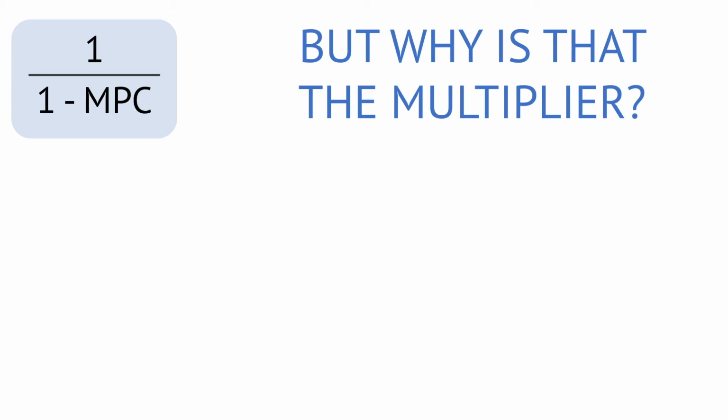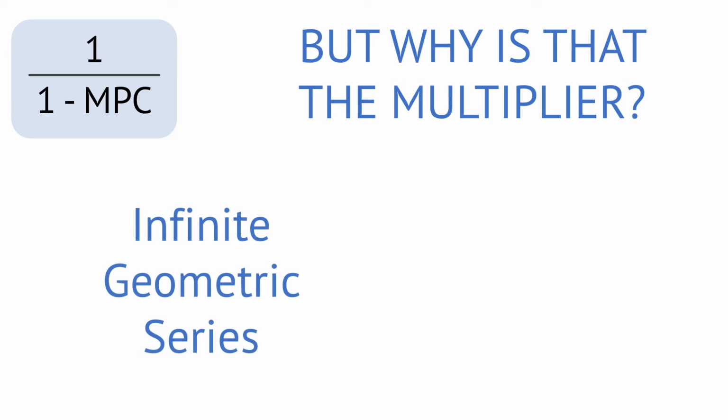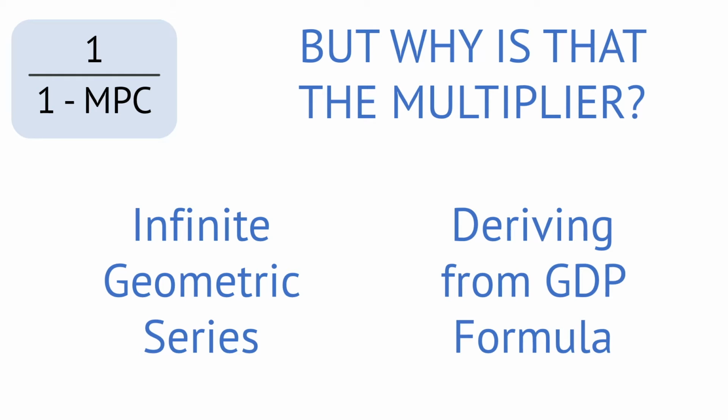there are actually two different ways that you can derive that. The first is looking at it through the lens of an infinite geometric series. And the other way we can get to this is by deriving it through the GDP formula. I want to spend time looking at both of them, but we're going to start off looking at it as an infinite geometric series.